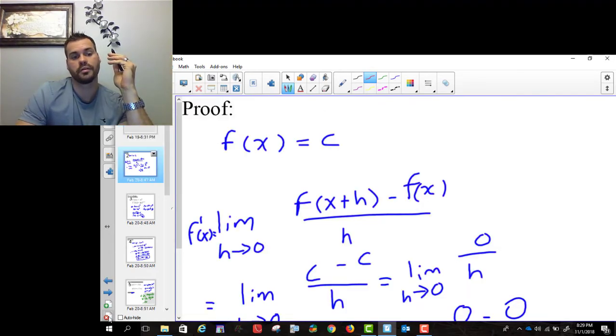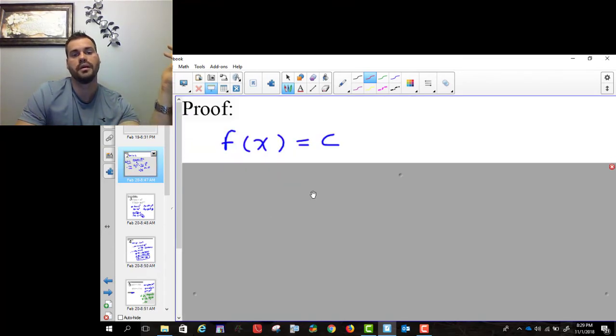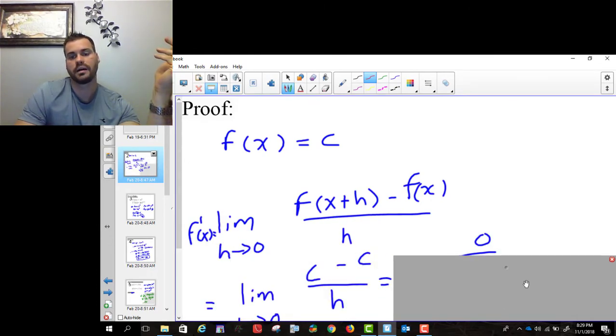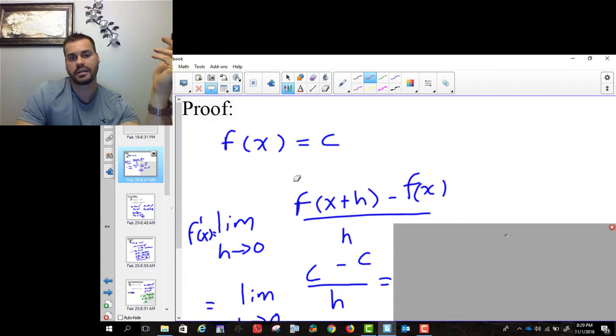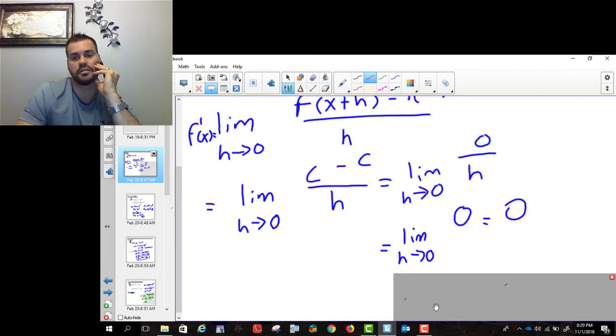And so here's how we prove it. We start off with our function, f of x equals c, and we take our limit definition of the derivative, and we plug in our values. Now, there's no x in here, so f of x plus h, we're supposed to replace x with x plus h, but there is no x to replace, it's just c, so that's c, and that's c, and because of that, you get 0 on the top, and that means you have 0. All right, so that's the derivative of a constant.